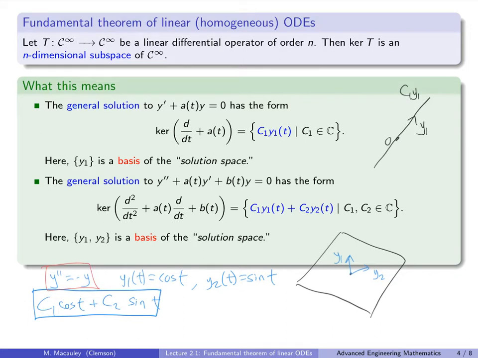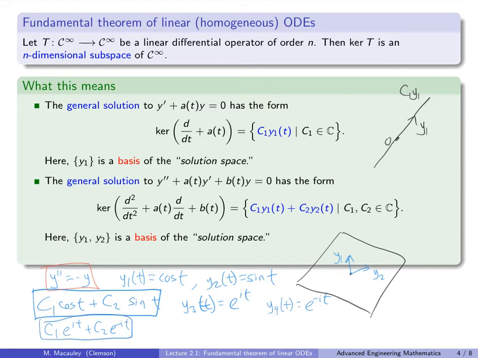But there are other solutions. It's not hard to check that y3 of t is e to the it, that is also a solution. Notice if you take the derivative twice, an i squared pulls out, and that's -1. And y4 of t is e to the minus it, is also a solution. So another way to write this general solution is as c1 e to the it plus c2 e to the minus it.